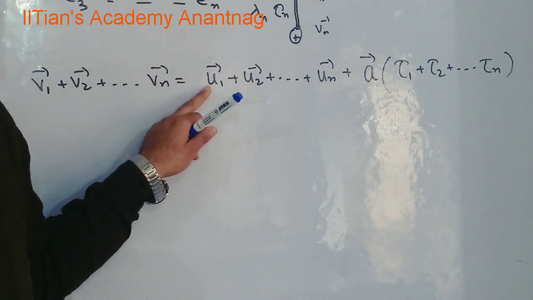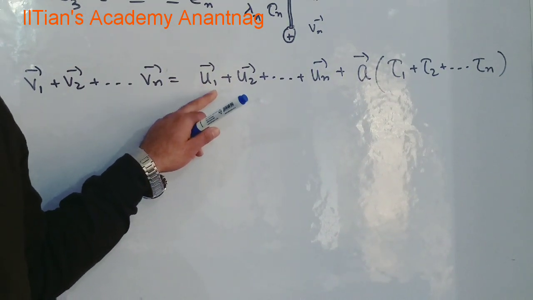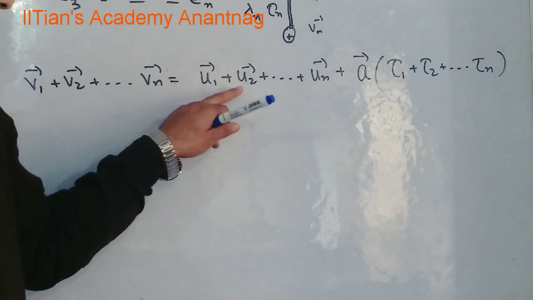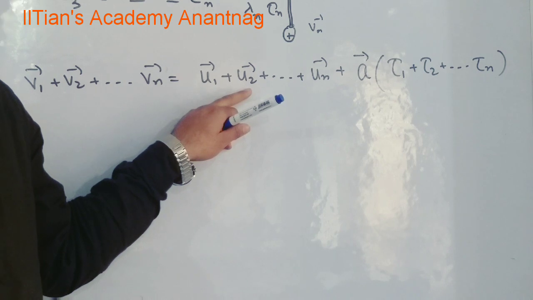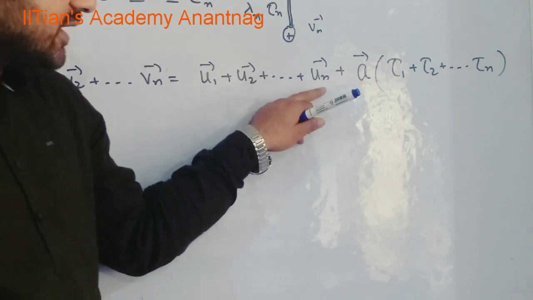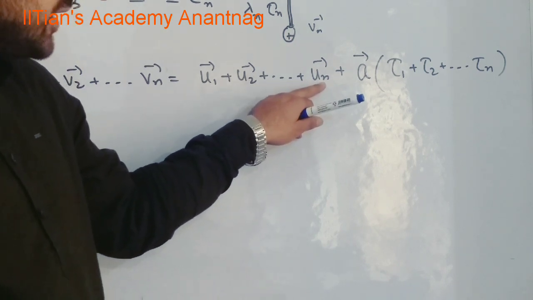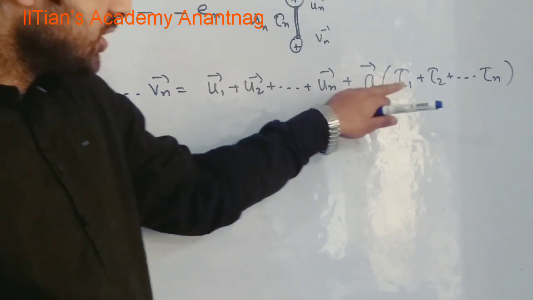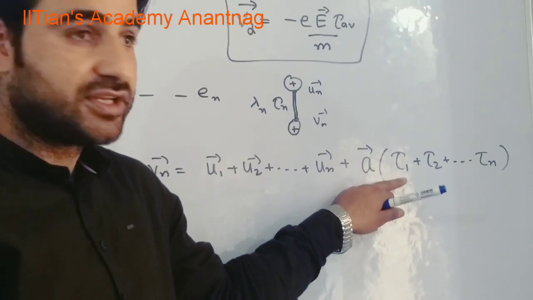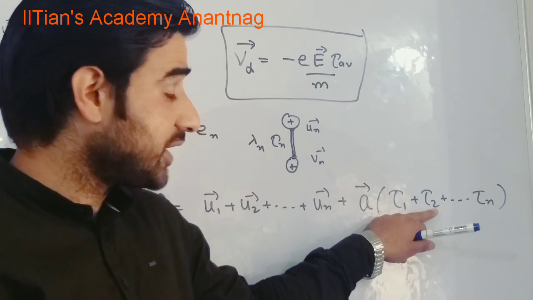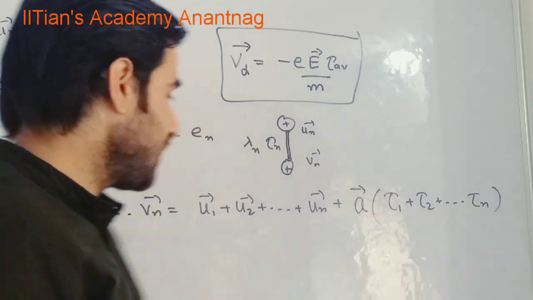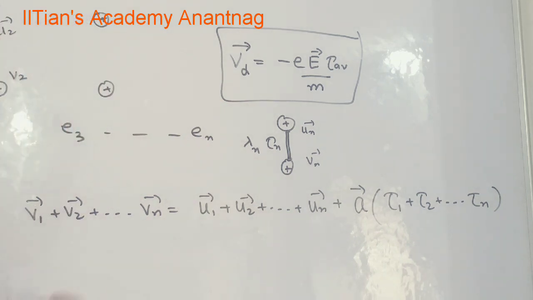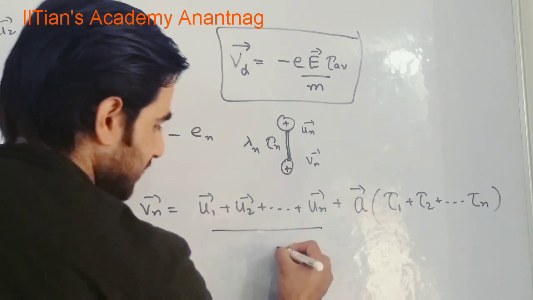Similarly, U1 is the thermal velocity with which the first electron starts, U2 is the thermal velocity with which the second electron has started its motion, and Un is the thermal velocity with which the nth electron has started its motion. Tau 1 is the relaxation time of the first electron, tau 2 is the relaxation time for the second electron, and tau n is the relaxation time for the nth electron. Now I divide both sides by n, the number of electrons, and I have something like this.